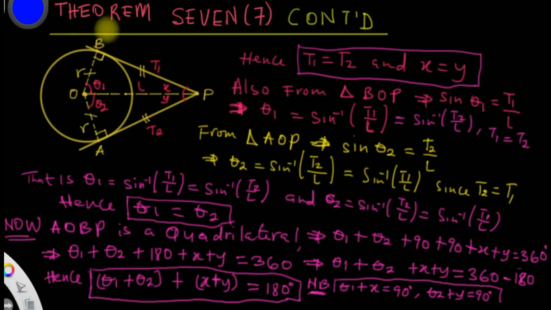Welcome back. We are still continuing Theorem 7. So this is the continuation of Theorem 7. In our previous video, we have already looked at two videos on Theorem 7. We showed that T1 is equal to T2. So this length PB is equal to this length PT2.